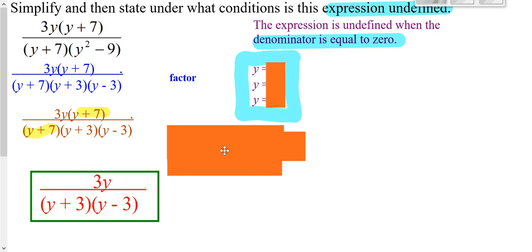Now, when you're looking at where it's undefined, that really happens before you simplify the denominator. So that's going to be whenever this denominator is equal to 0, because that's where it's undefined. You set the first to 0, set the second to 0, set the third to 0, and you end up getting these for your undefined values.